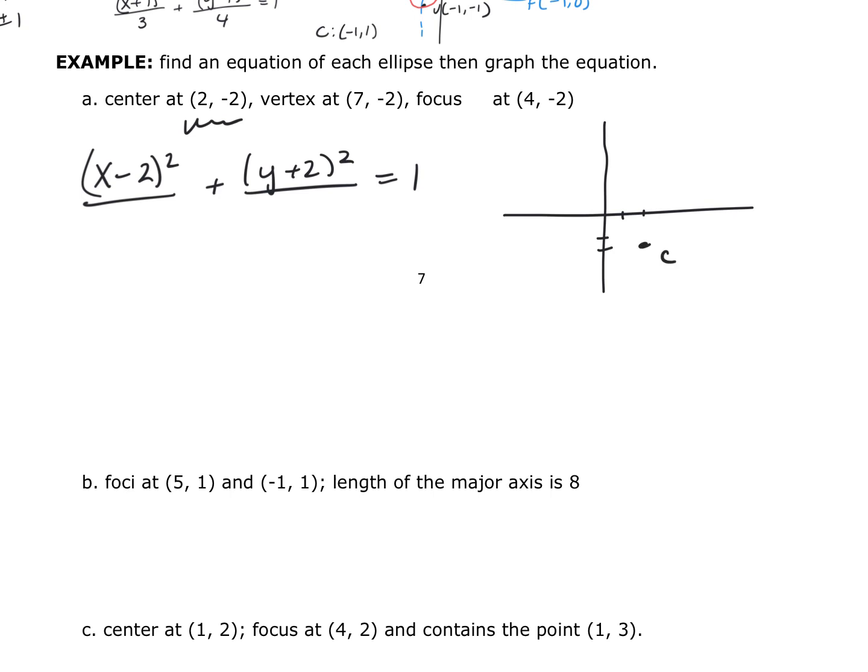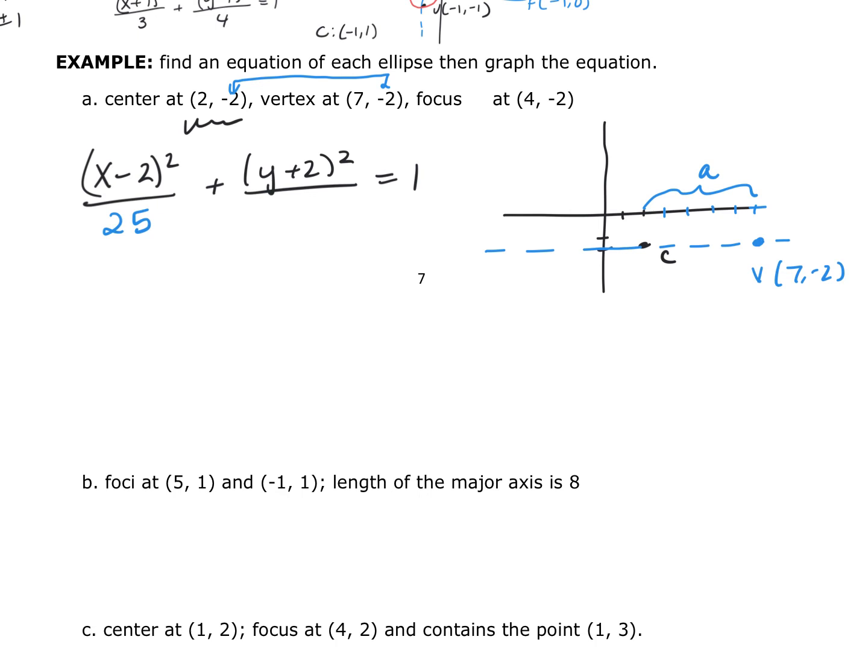My vertex, and when I see vertex, it is assumed major, is 7, -2. Notice that the y's didn't change. If the y's didn't change, that tells me that my major is running parallel to the x-axis. So my vertex is 7, -2. So I went from 2, I went 1, 2, 3, 4, 5. I went a distance of 5 to this vertex, which is 7, -2. Remember that distance from the center to a vertex is my a value. So I went a distance of 5, so I know this must be 25.